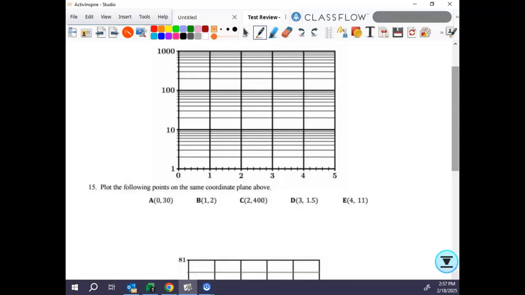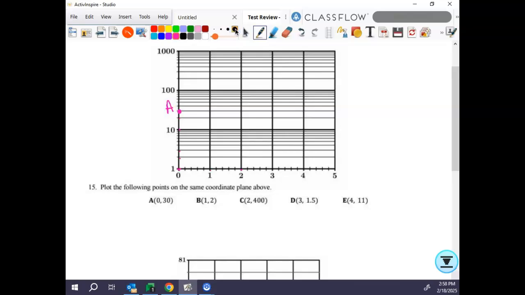But this is a logarithmically scaled y-axis, so this is my semi-log plot. Remember, your x-axis is spaced out just like a normal x-axis would be, but the y-axis is not. We start at 1, so it's 1, 2, 3, all the way to 10, and this is 10, 20, 30, and so forth. So we are going to plot these points. I have 0, 30. So my x value is 0. Remember, this is 10, 20, that is 30. That right there is A.